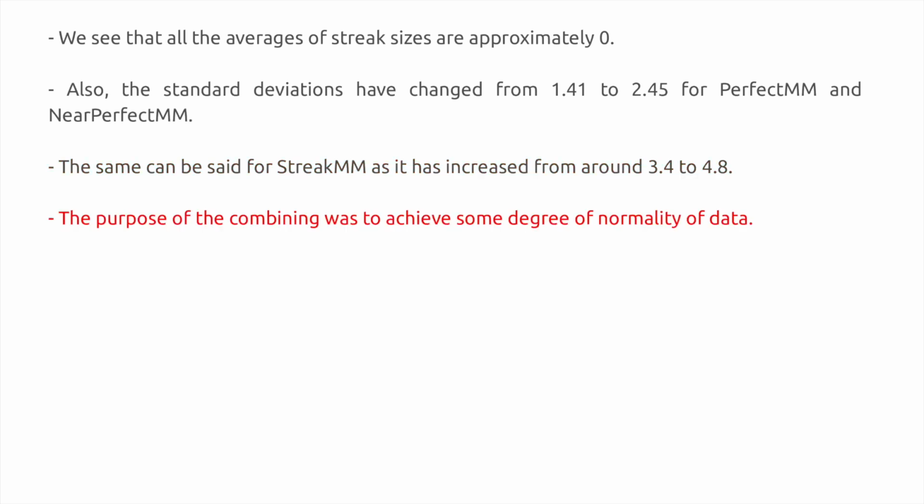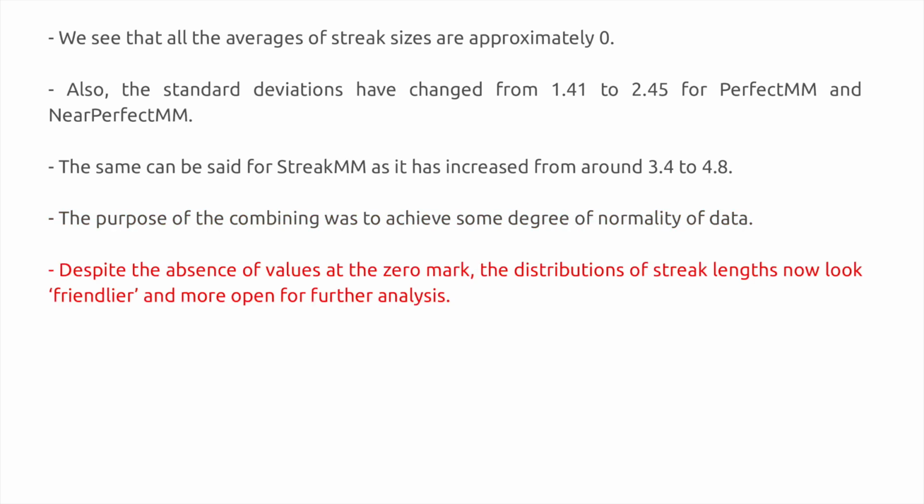The purpose of combining was to achieve some degree of normality of data. Despite the absence of values at the 0 mark, the distributions of streak lengths now look friendlier and more open for further analysis. Now we can perform f-tests with less guilt and hesitancy to determine if the given variances are about the same or not.